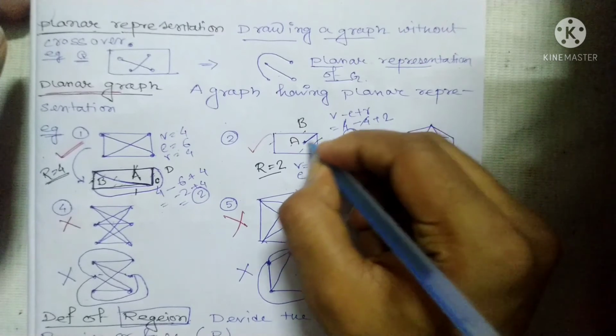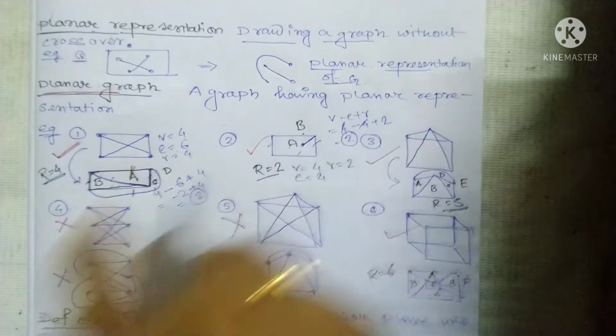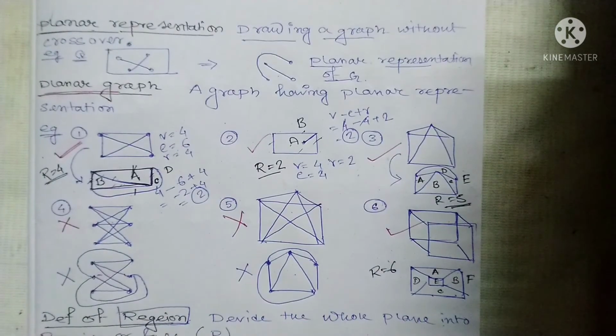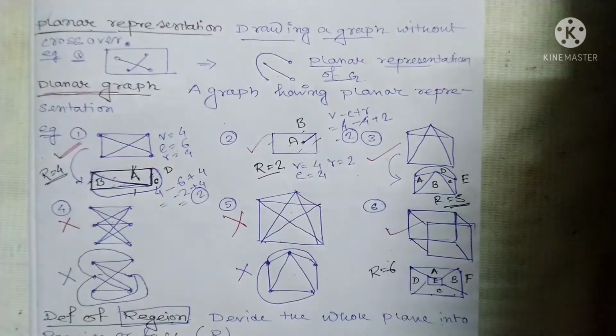Because this edge doesn't give any significance for the region calculation, it is called the internal edge. Okay, so for this graph we can validate this formula.